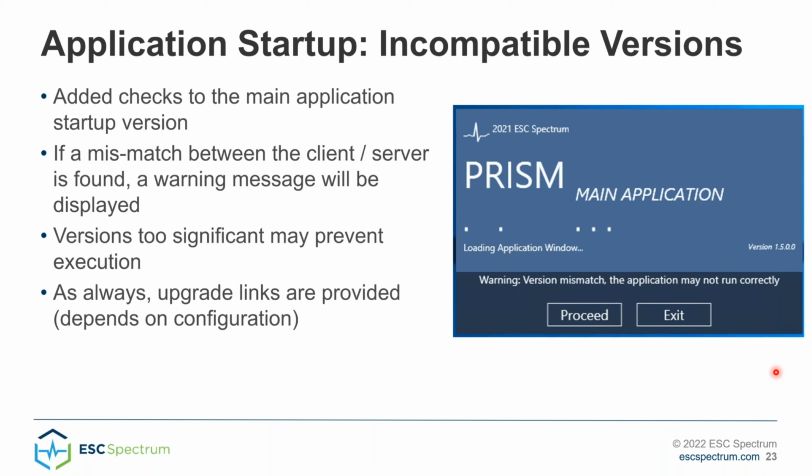If the versions are too significant, or we've detected that this version is completely incompatible, it may prevent execution, and the only option here will be the exit button, and you'll be forced to upgrade the client application. This is because obviously version incompatibility could cause issues with your system, so you would want to upgrade generally, but this does now give you a warning message.